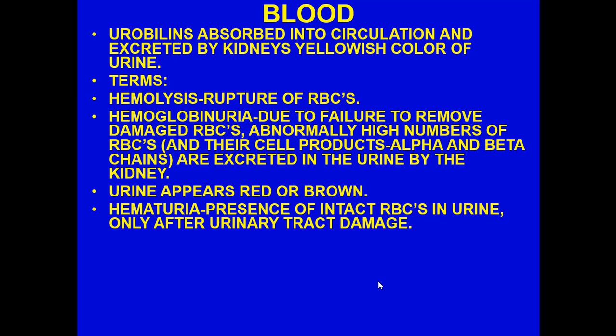Hemoglobinuria. This is due to a failure to remove damaged red blood cells. Abnormally high numbers of red blood cells and their cell products, the alpha and beta chains, are excreted in the urine by the kidney. The urine will appear red or brown. Hematuria is the presence of intact red blood cells in the urine, and this usually occurs only after you have urinary tract damage.